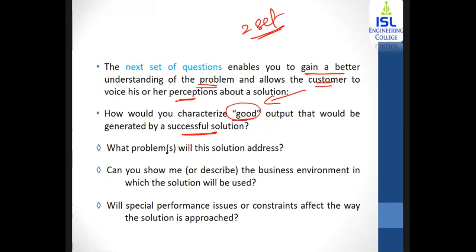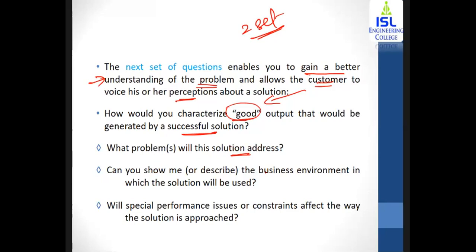The next question is, what problem will the solution address? Now, the second set of questions, as you have seen here, is going to understand the problem. So as you're involving the customer, you're going to ask questions so that he tells you his particular point of view. That is what he thinks it is going to address. What problems will the solution address? Within the previous set of questions, you've identified the basic criteria, the goal of the software. And here you're identifying how you're going to address the solution.